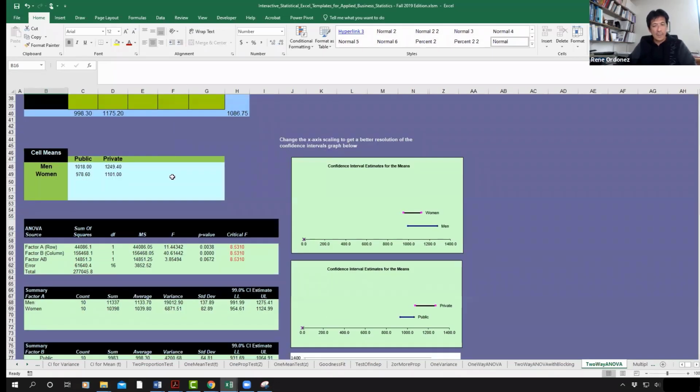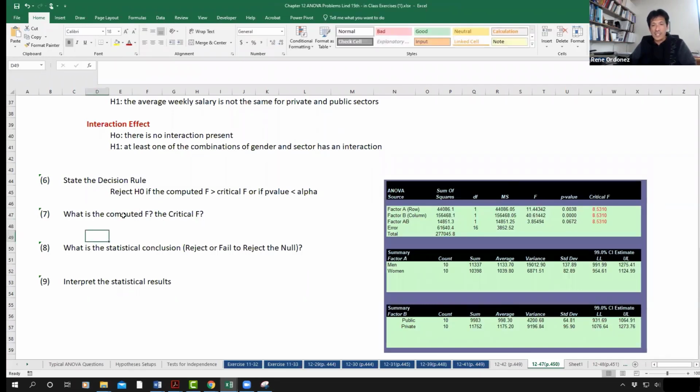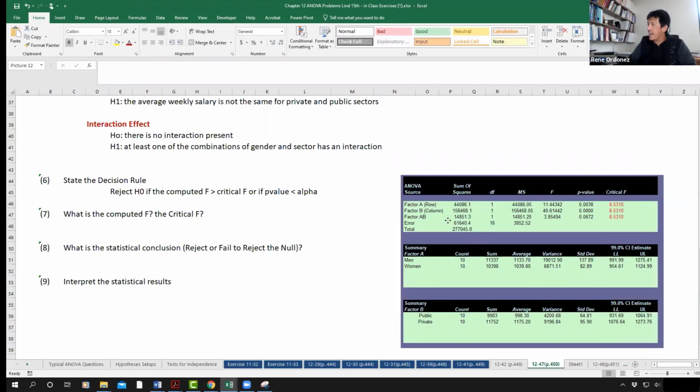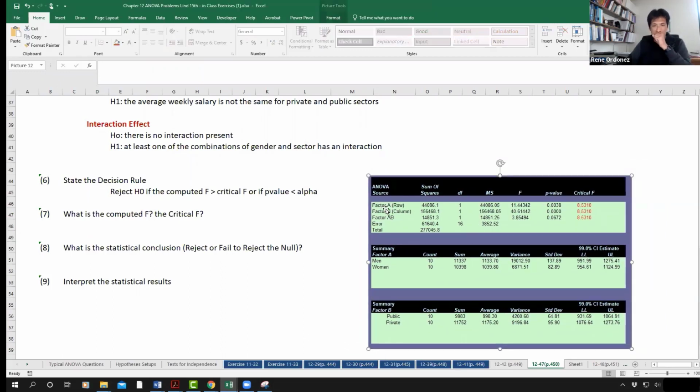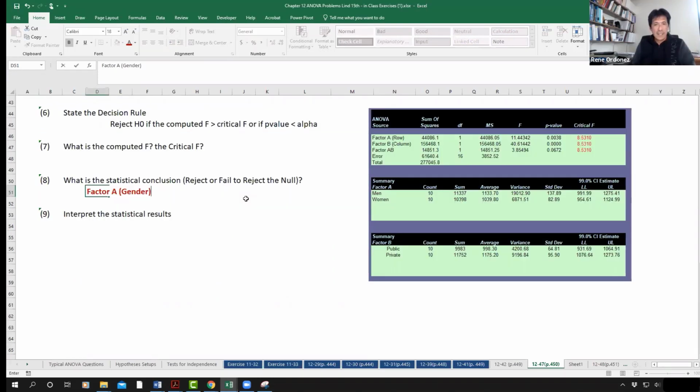Okay, here's the output that we will be using. I'm not going to put the computed F and critical F because you can see that on this table. So factor A is the row. What's the row in how we inputted the data? Gender, right? And then factor B is the column. That's the sector.